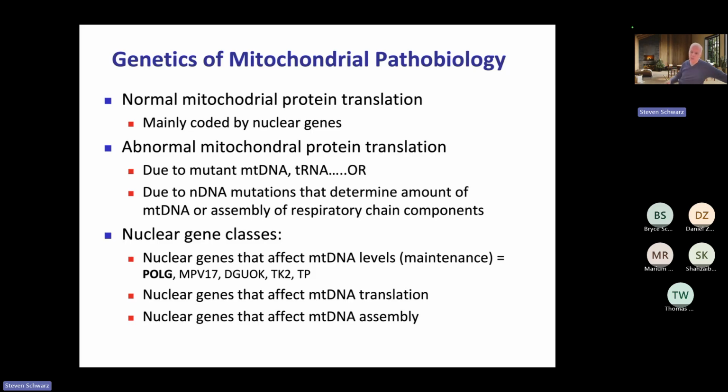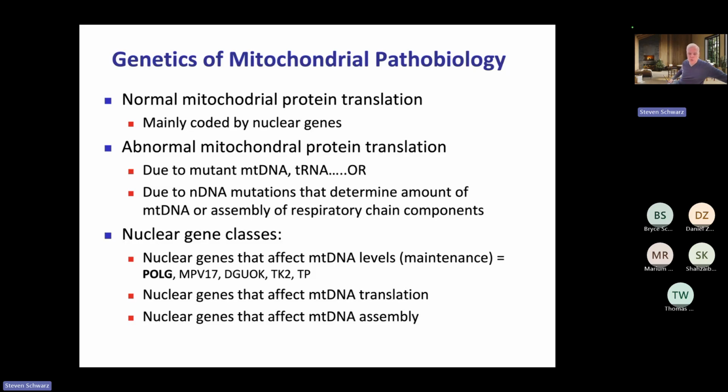That's the most important. The most important etiopathogenesis of these mitochondrial respiratory chain disorders are mutations in nuclear DNA that determine the amount of mitochondrial DNA or the assembly of the resulting respiratory chain components. Now, there are a variety of nuclear gene classes that affect mitochondrial DNA.